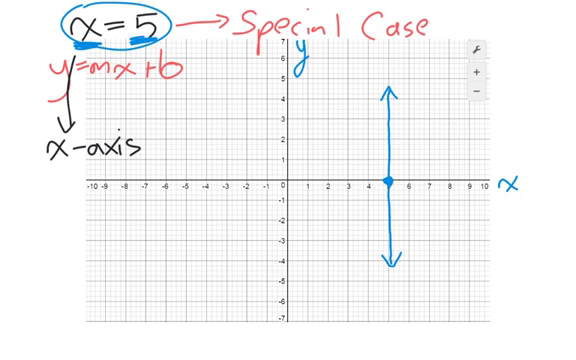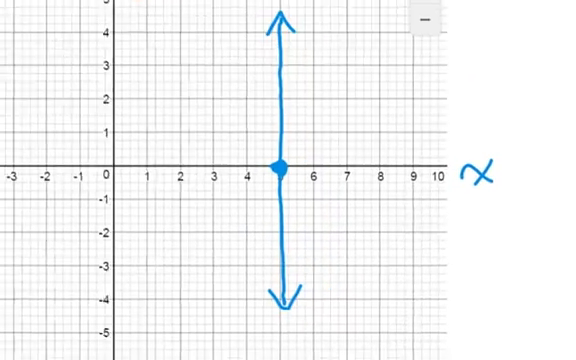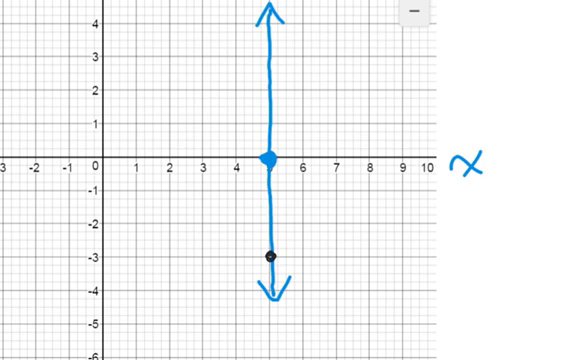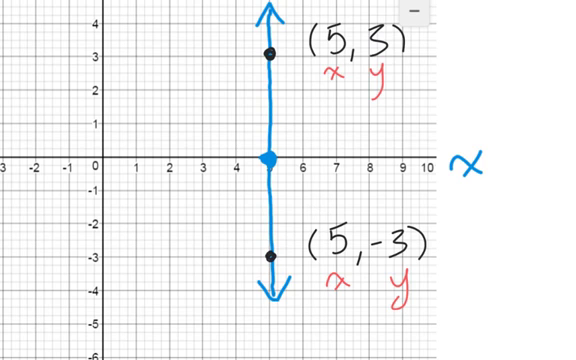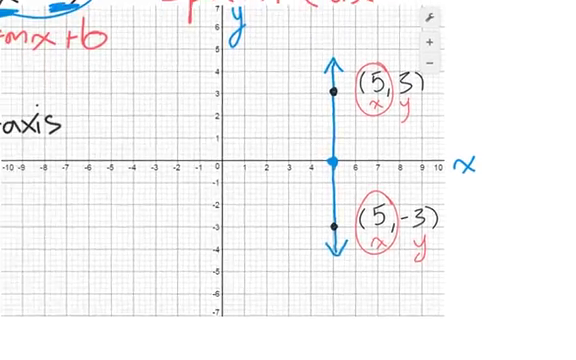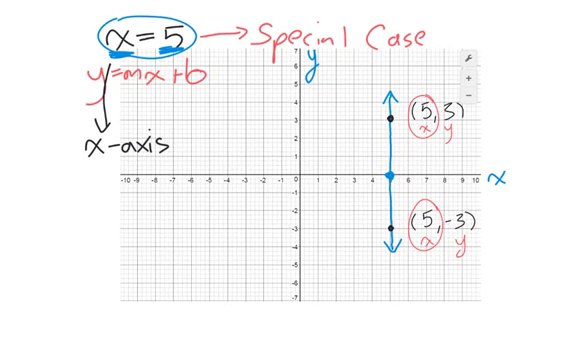You can choose any point on this vertical line, and the x-coordinate of whatever point you choose will always be 5. I'm going to go ahead and prove that to you right now. So I'm going to randomly choose this point over here. That is 5, negative 3. And I'm going to randomly choose a point up here. That is 5, 3. If you recall, a coordinate is made up of both an x and y coordinate. If you look closely, you'll notice that the x coordinate always stays the same. The x coordinate is always equal to 5. And that is why the equation of this vertical line is x equals 5.